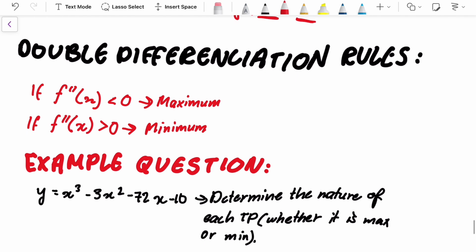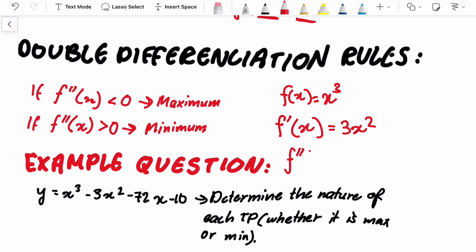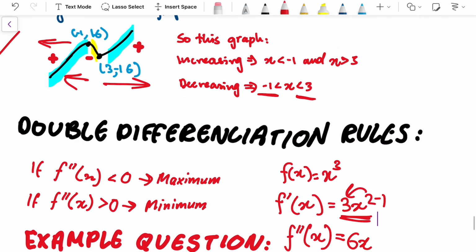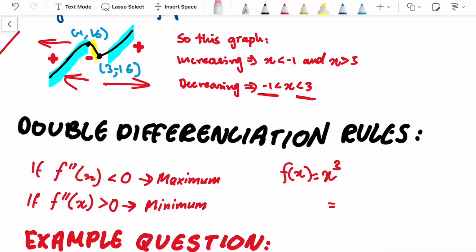So if you've got something like x cubed, f(x) is equal to x cubed, f'(x) is going to equal 3x squared, right? So f''(x) is that we're going to basically differentiate it again. So we're going to have 6x, because when this comes to the front, then it becomes minus 1 and this becomes 6x. Okay, cool. That is how double differentiation works.